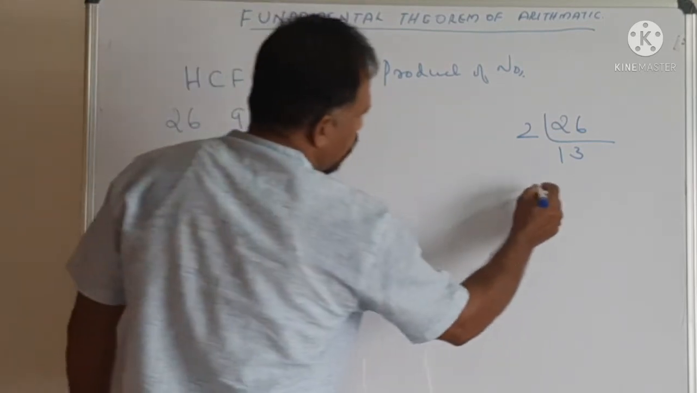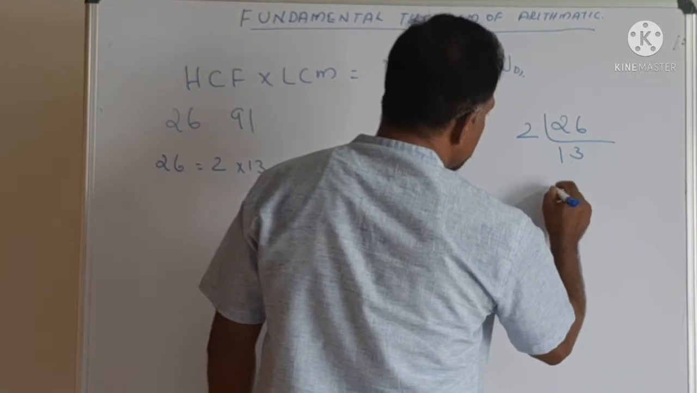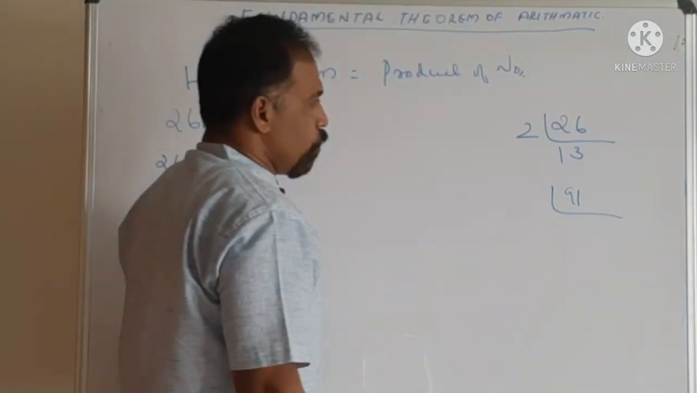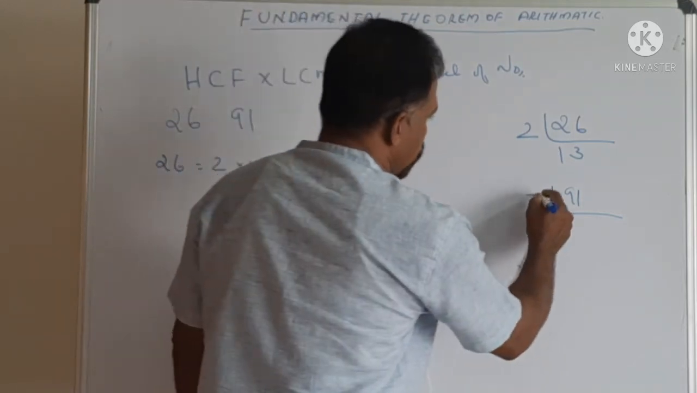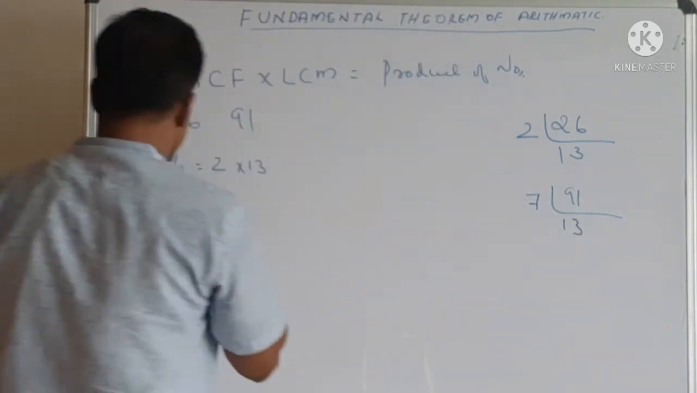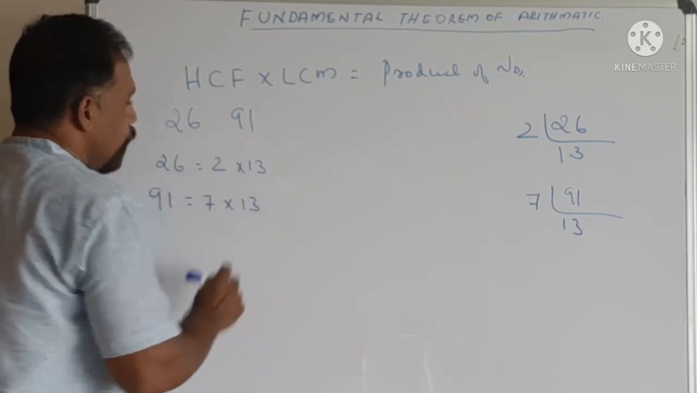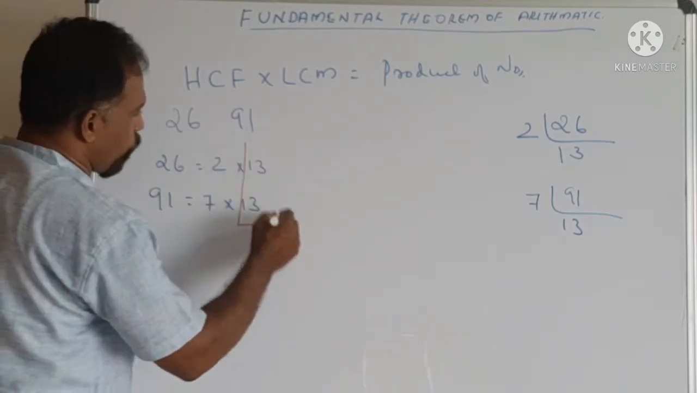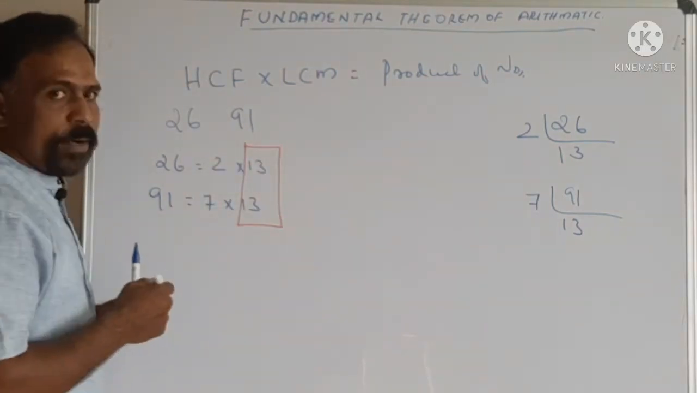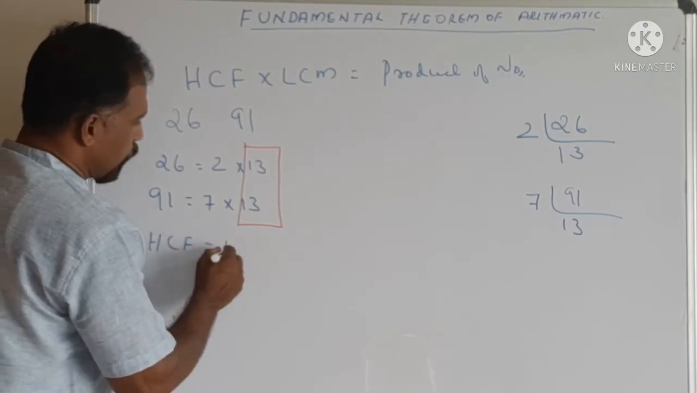Now let us take 91. In the case of 91, we can't go with 2, neither 3 nor 5. Let us start with 7. So 7 into 13. So 91 can be written as 7 into 13. Now the HCF is what is common there. 13 is common in both the cases. So the HCF will be 13.